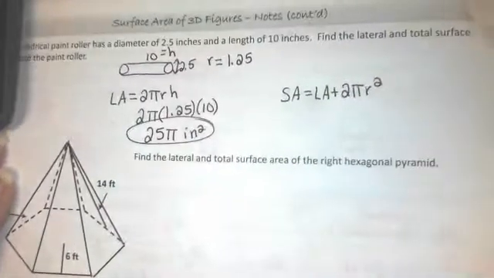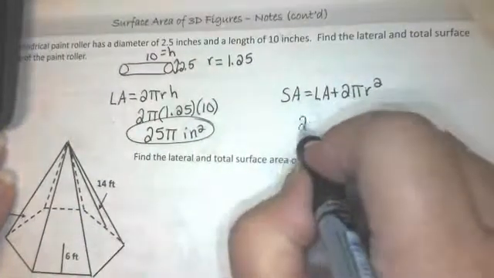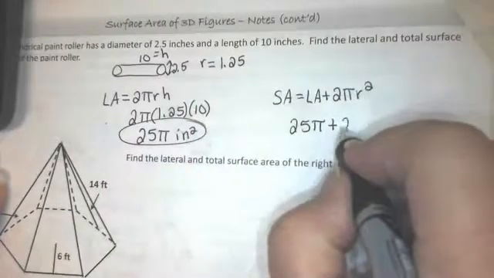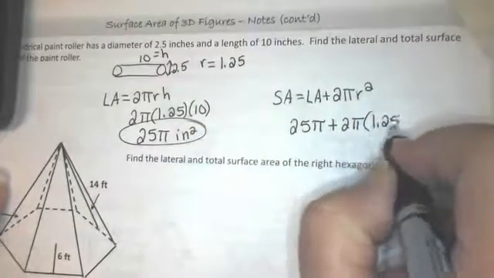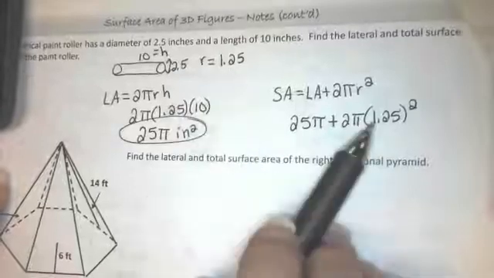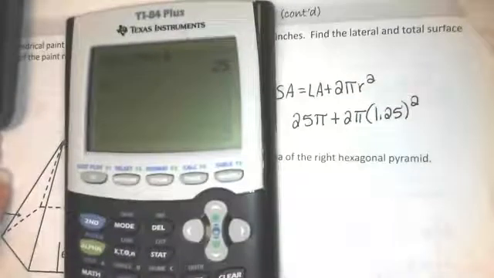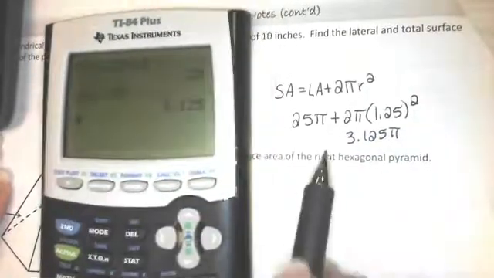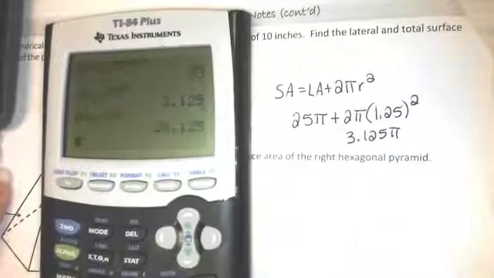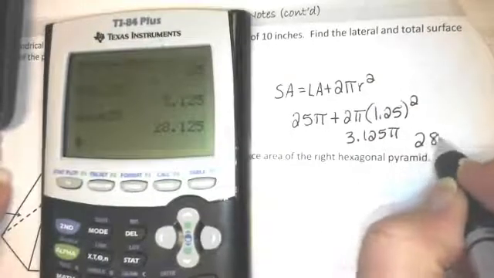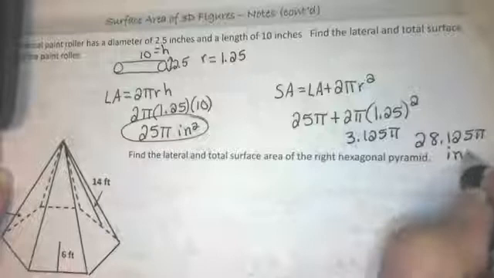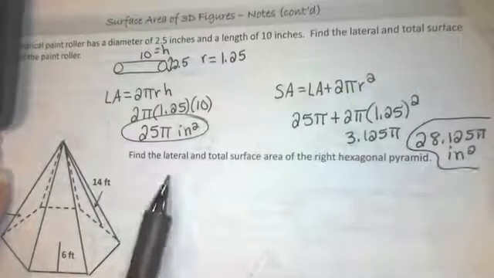For the total surface area, we're going to take the answer we just got for lateral, and we're going to add the two bases, the 2 pi r squared. 2 pi times 1.25 squared. Make sure you use the radius when you do your area there. So 2 times 1.25 squared gives me 3.125 pi plus the 25 pi that I already had. So my answer is 28.125 pi square inches. So that's for a cylinder.